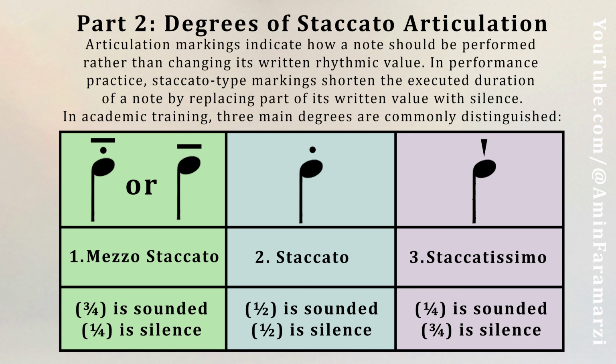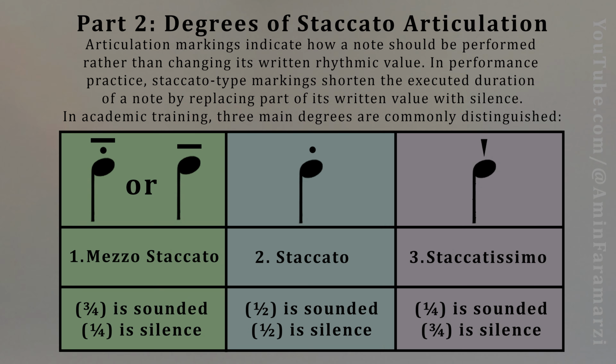Part 2. Degrees of staccato articulation. Articulation markings indicate how a note should be performed rather than changing its written rhythmic value. In performance practice, staccato-type markings shorten the executed duration of a note by replacing part of its written value with silence. In academic training, three main degrees are commonly distinguished.